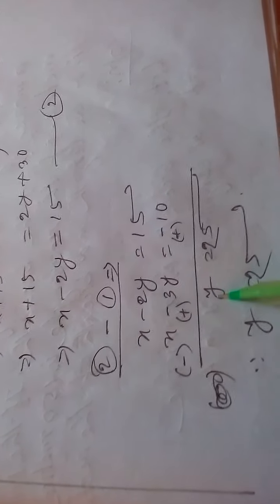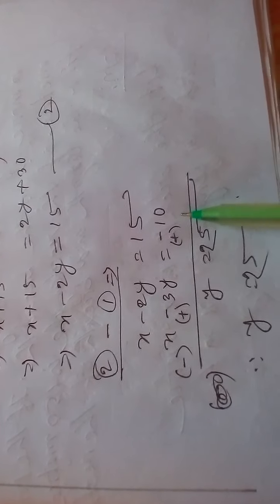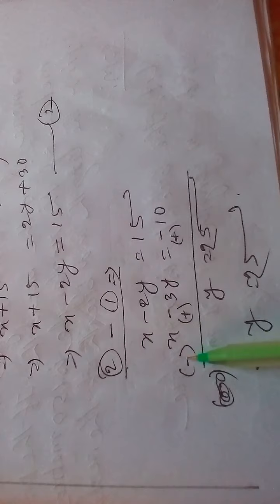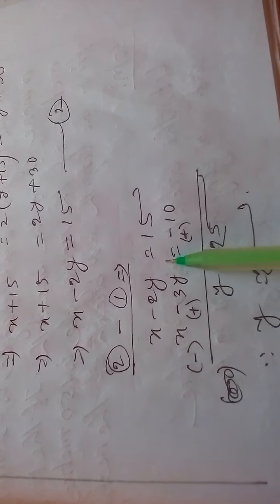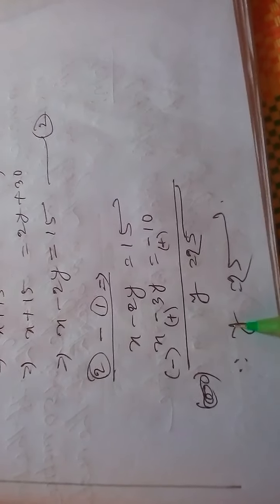We know that when we follow the process of subtraction, the sign of the below equation will be changed, will be opposite. So minus x plus 3y plus 10. So x and x will be dismissed. So y equals 25. Therefore y equals 25.